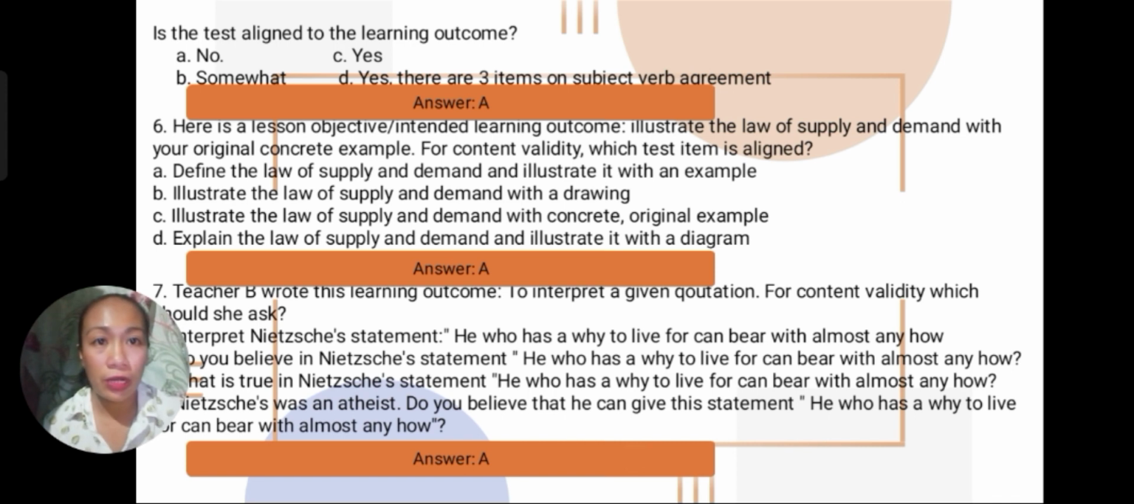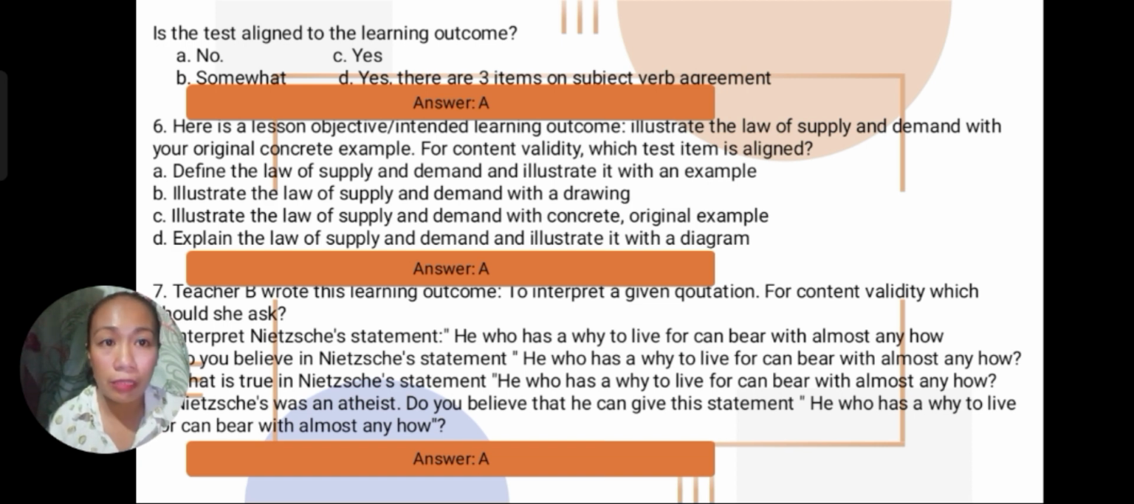So the fourth is the learning outcome: observe subject-verb agreement as one speaks. The test is to give the correct form of the verb. A is dogs, B is ate cat meow, and C is birds fly. So the answer is letter A, no. Number 6: here is the lesson objective, the intended learning outcome: illustrate the law of supply and demand with your original concrete example. For content validity, which item is aligned? So the answer is A.